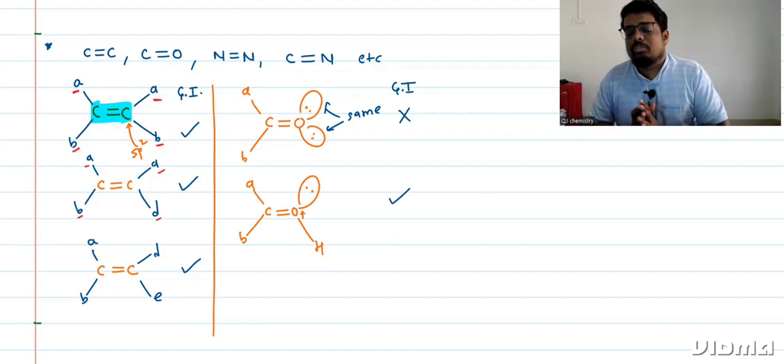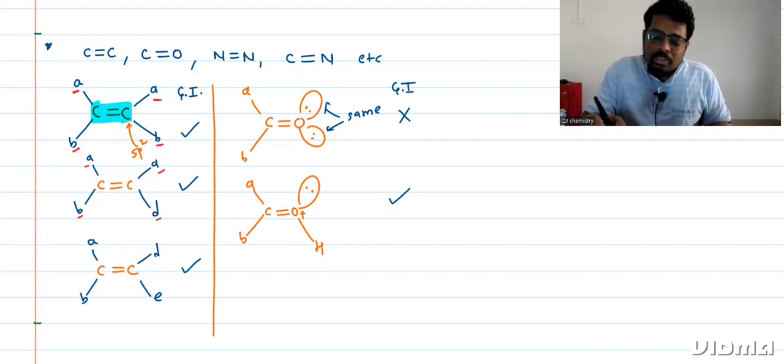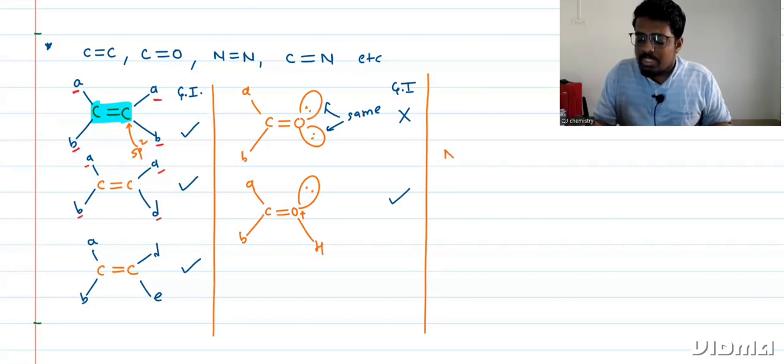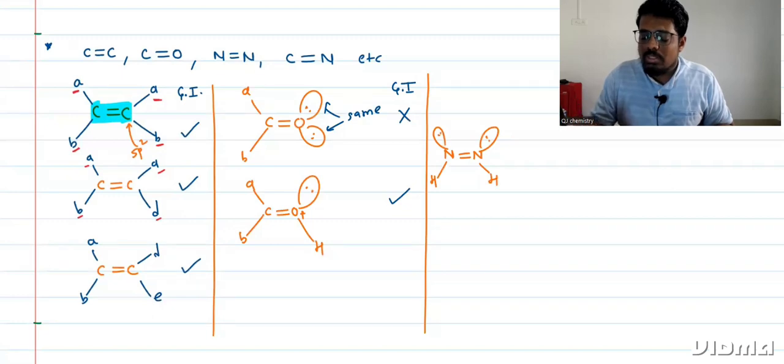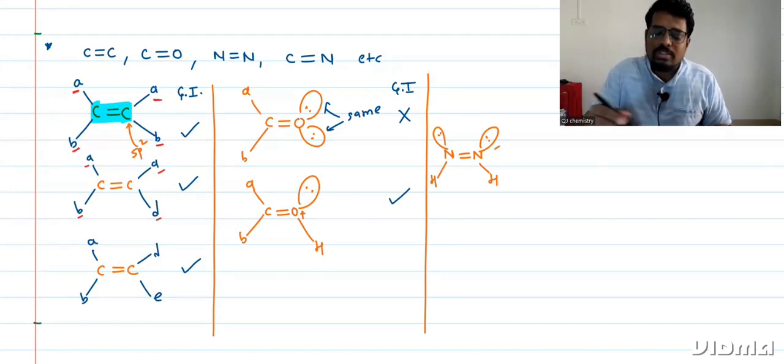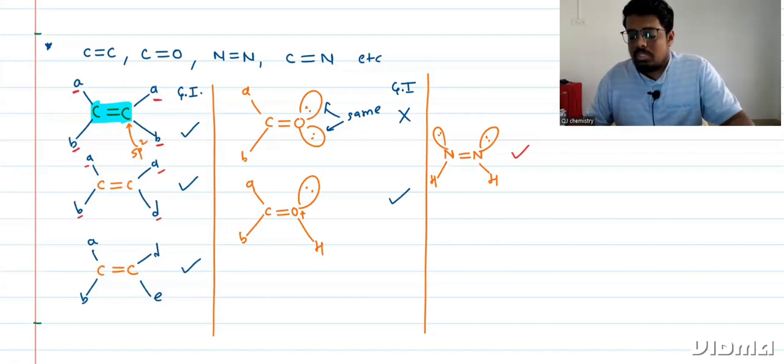So here geometrical isomers are possible, okay? Now in case of carbon, nitrogen, how does geometrical isomerism take place? If we take a nitrogen system, there's a lone pair on nitrogen, and if different groups are attached, for example hydrogen, so here one lone pair and one lone pair is there, and one hydrogen is there, different system. So here also geometrical isomerism is possible.